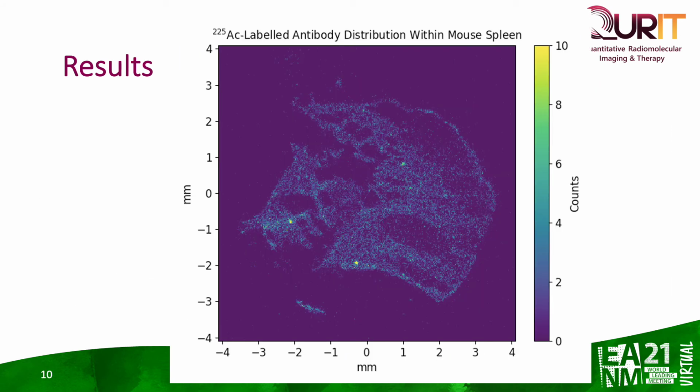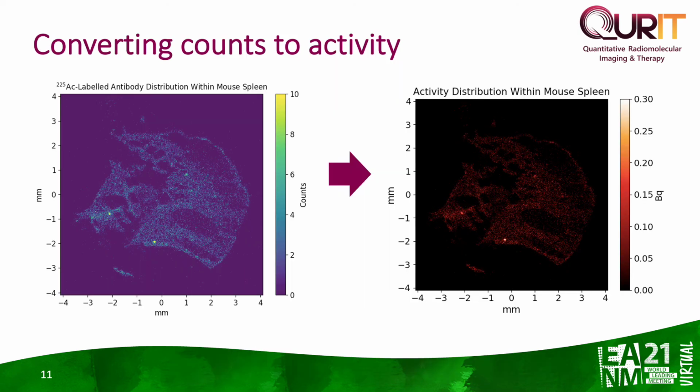And here is the image we obtained from the iQID detector of one of the mouse spleen slices in units of counts. So here you can see the actinium-225 labeled antibody distribution within the spleen. And it is very heterogeneous, as we would expect, with areas of low to no uptake throughout the spleen. Using our calibration factor, we can now convert our iQID image from units of counts to units of becquerel, which you can see on the right. Our image hasn't fundamentally changed, only the pixel values have, but we've changed the color map just to make the two images easier to differentiate.